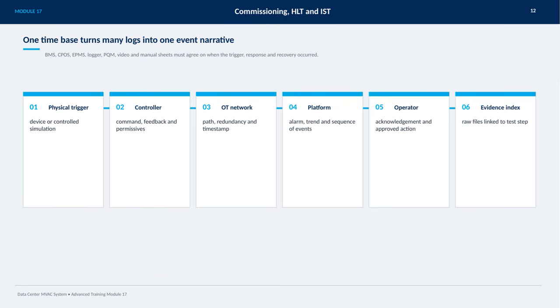We start with the physical trigger, which can be either a device or a controlled simulation. Then, the controller plays a key role by providing command signals, feedback, and permissive conditions. The operational technology network must ensure reliable paths, redundancy, and precise timestamps. Next, the platform records alarms, trends, and sequences of events. The operator's role includes acknowledging alarms and approving actions taken. Finally, all raw evidence files are indexed and linked to specific test steps, creating a complete and verifiable timeline of events. This alignment is essential for accurate commissioning, testing, and troubleshooting in a data center environment.